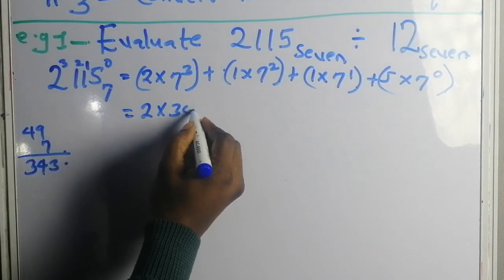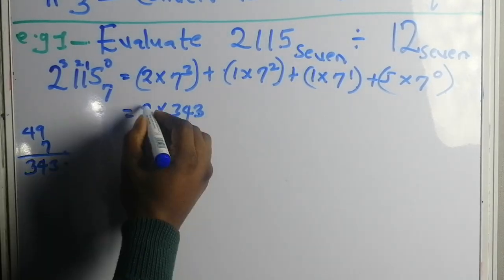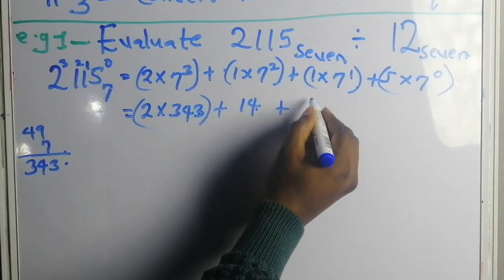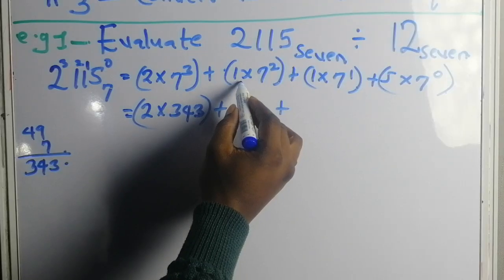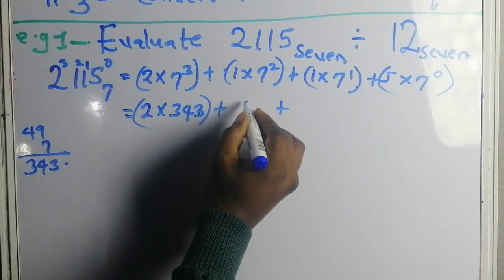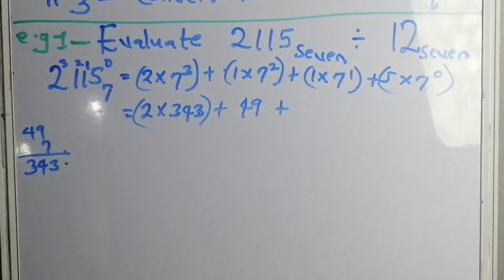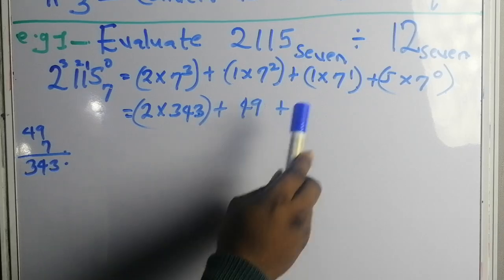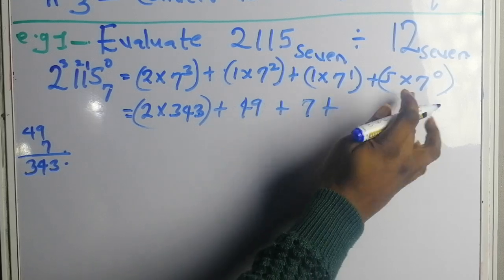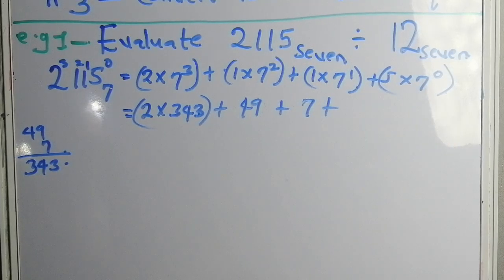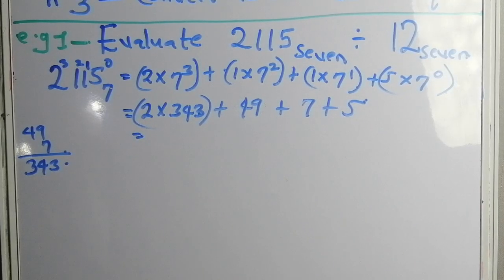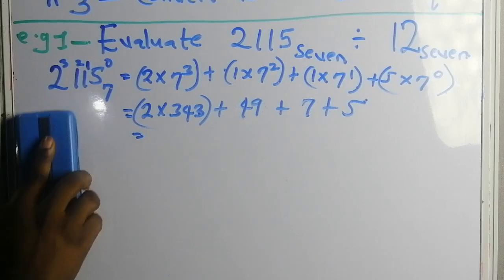So we now have 2 times 343, plus 7 times 7 is 49, so 49 times 1 is 49. Then 1 times 7: 7 raised to power 1 is 7, so 1 times 7 is 7. Anything raised to power 0 is 1, and 5 times 1 is 5.